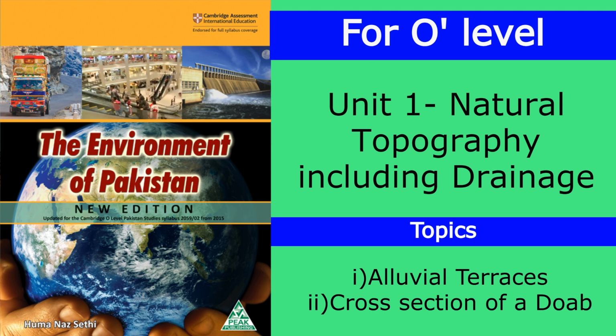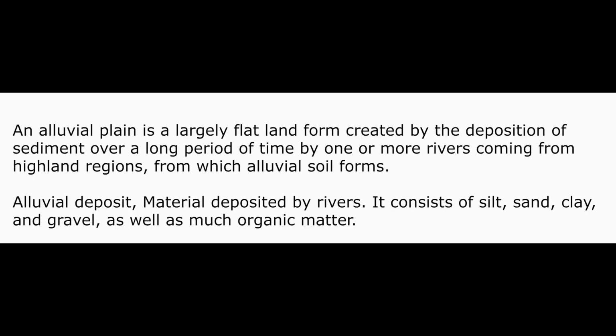Students, you know that we are reading natural topographical features of the Indus Plain. And we have discussed the first two plains, the active floodplain and the old floodplain. Today we will discuss alluvial terraces and cross section of a doab. So we start our lesson.